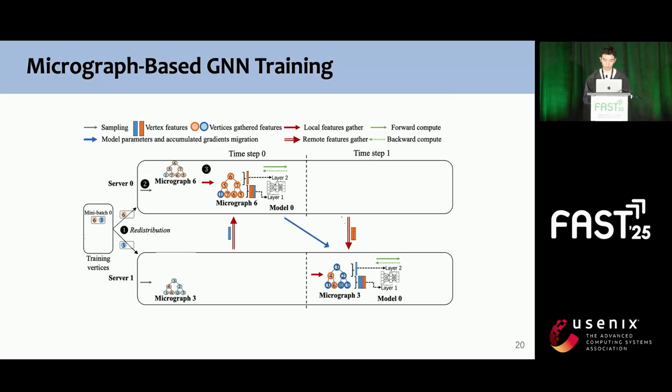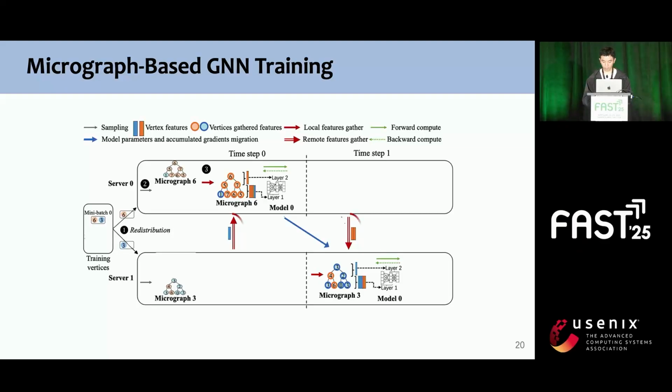Let's focus on one of the models, model 0. Compared to naive model migration, there are two key differences. First, the forward and backward propagations of one micrograph are completed on a single machine. For example, micrograph 6 is only used for training on server 0, and micrograph 3 is only used for training on server 1. The advantage of this is that after the backward propagation is completed, all intermediate data except gradients are released. This avoids the overhead of transferring a large amount of intermediate data in the naive model migration.